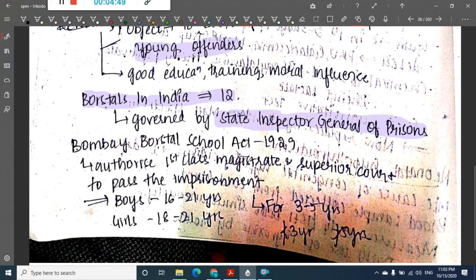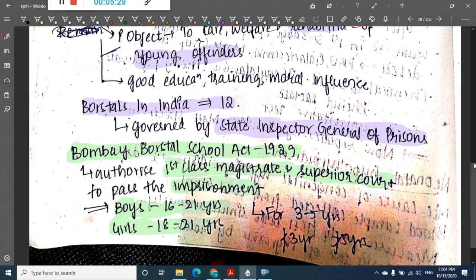Then we have the Bombay Borstal School Act of 1929. This Act authorizes the first class magistrate and superior courts to pass the imprisonment. Boys of age 16 to 21 years and girls of age 18 to 21 years are given this borstal training for not less than 3 years and not more than 5 years.